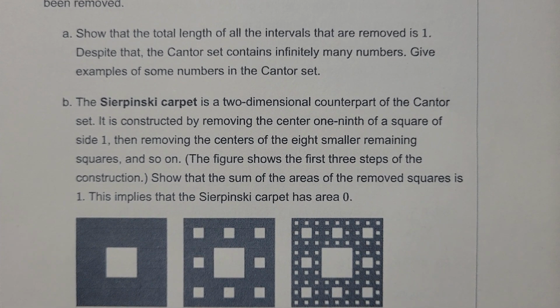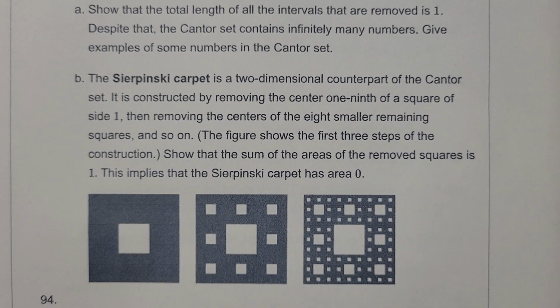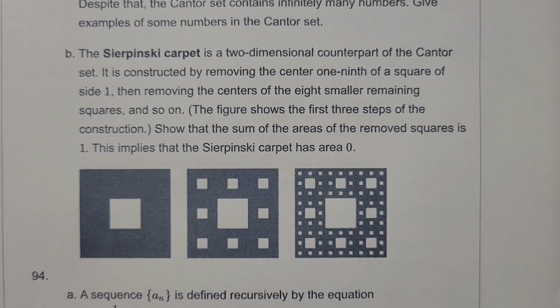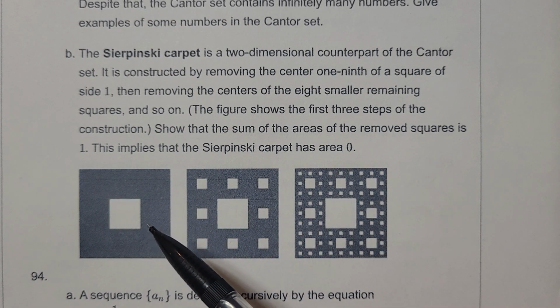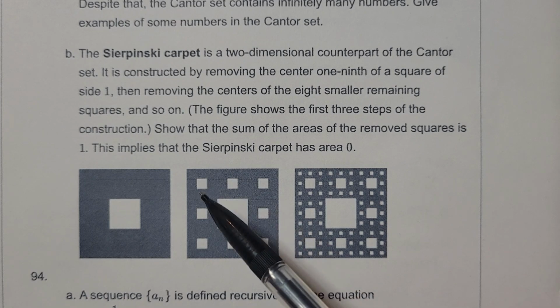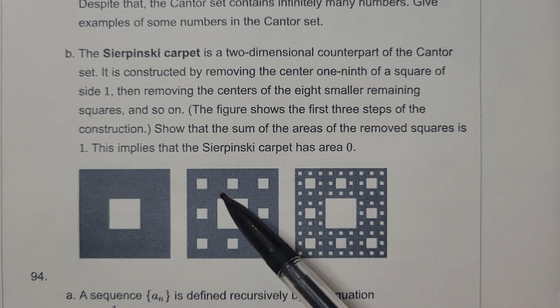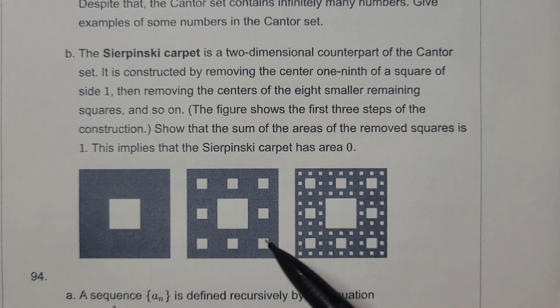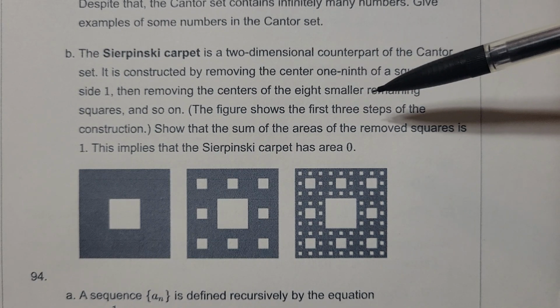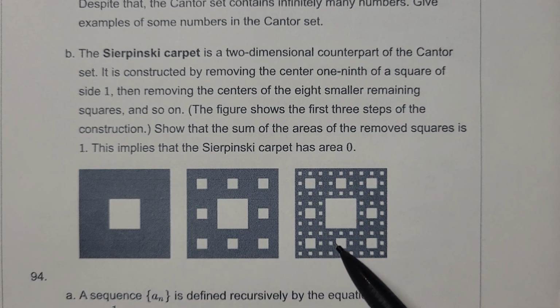And it says the Sierpinski carpet is a two-dimensional counterpart of the Cantor set. It is constructed by removing the center 1/9 of a square of side 1, and then removing the centers of the 8 smaller squares. So I'm removing the center 1/9 of this, then the 8 remaining squares here, and so on. The figure shows the first 3 steps of this construction.